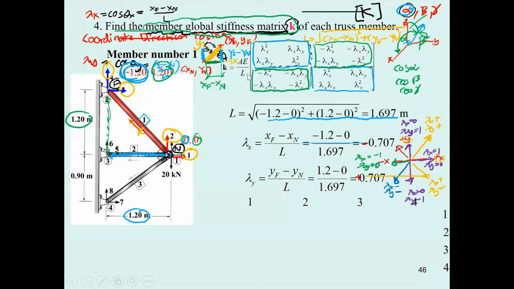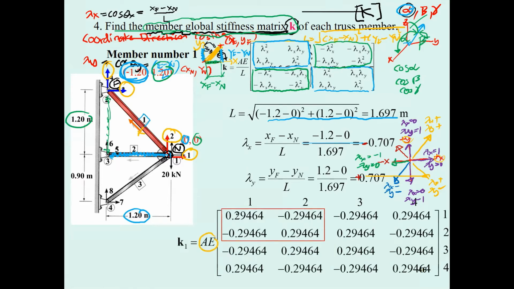Okay, AE over L. Most of the time people like to keep the AE still here. That means this is going to be lambda sub x square divided by L, that is going to be minus 0.707 squared divided by 1.697. And then the second one over here, you will have minus lambda sub x 0.707 times 0.707 lambda sub y, divided by 1.697. This is going to be the second one.